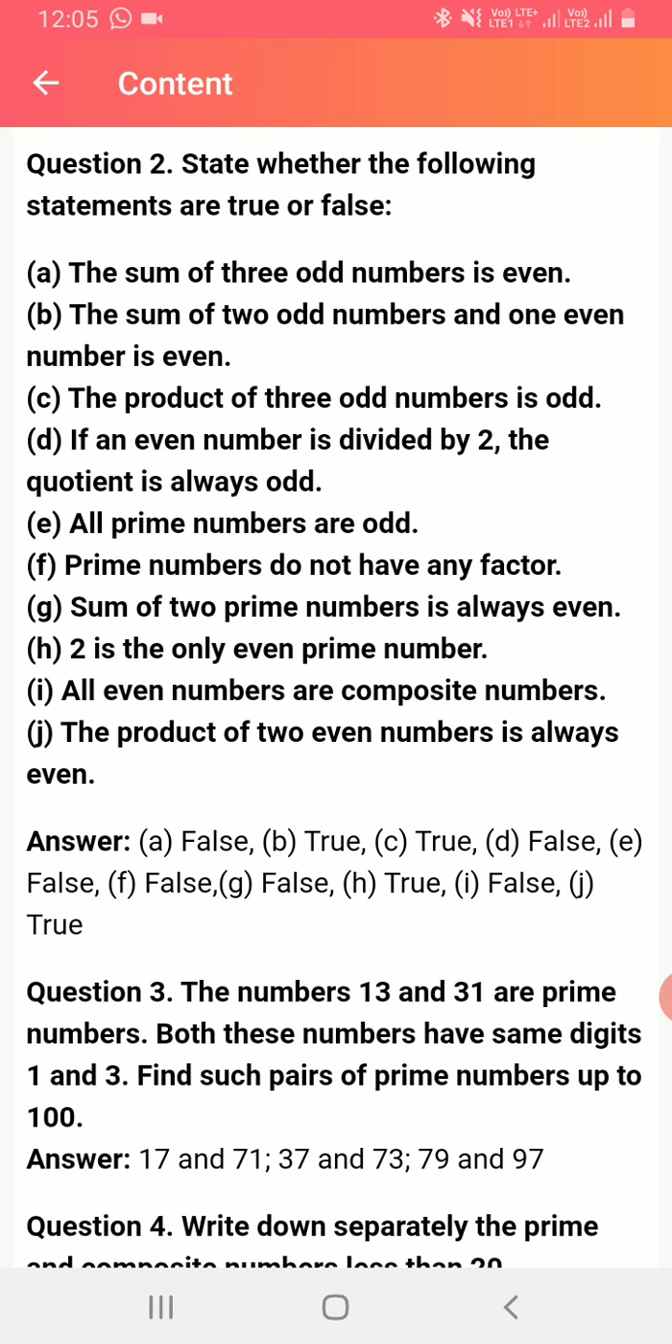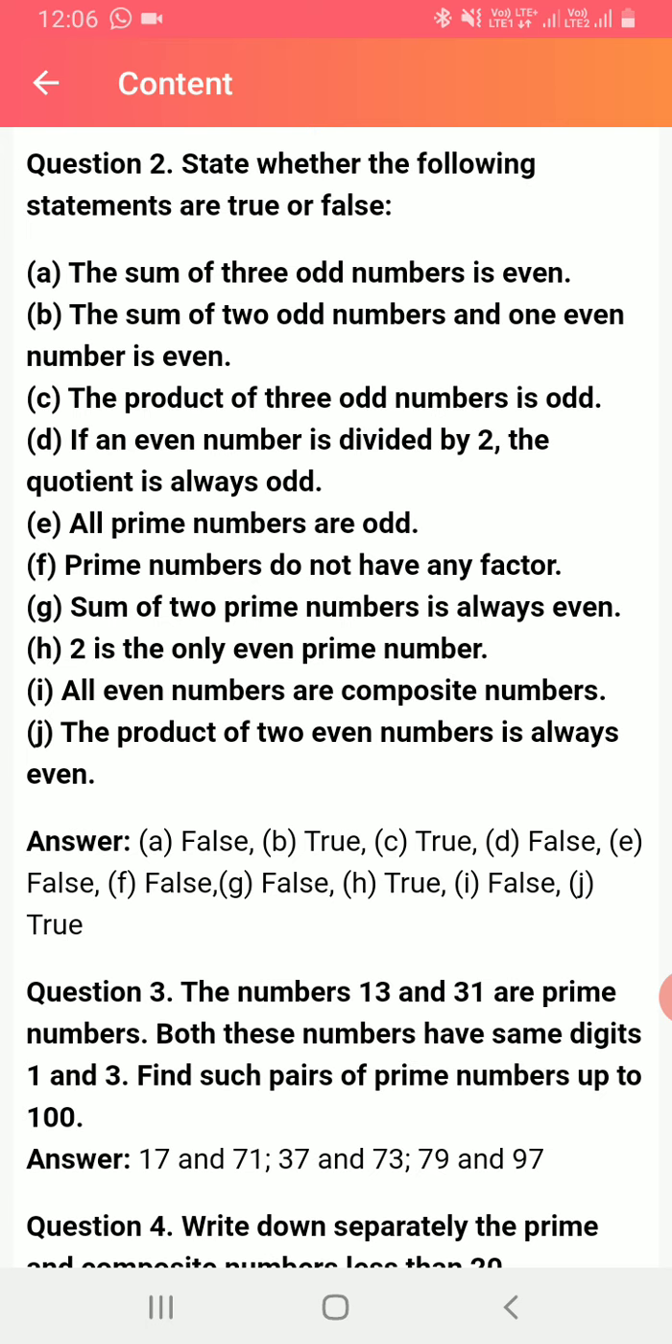Question H. 2 is the only even prime number. Yes, 2 is the one and only even prime number. All other prime numbers are odd numbers. Question I. All even numbers are composite numbers. What are composite numbers? I already told you. The numbers which have more than two factors.